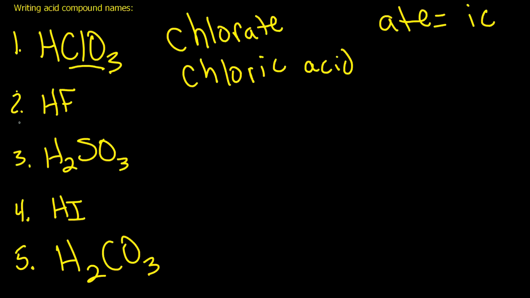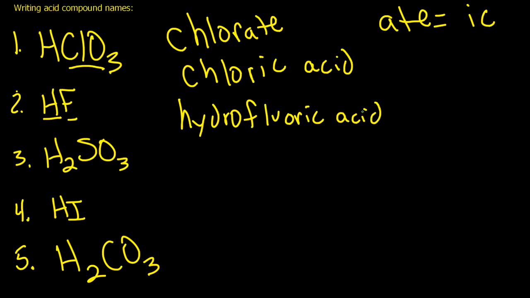Next example, we got HF. We know it's an acid because it has H in the front of it. It's binary because it just has 2 elements. So for this rule set, we name hydro. Hydro means without oxygen. This one does not have oxygen. So we name hydro. Fluorine changes to fluoric. So this is hydrofluoric acid.